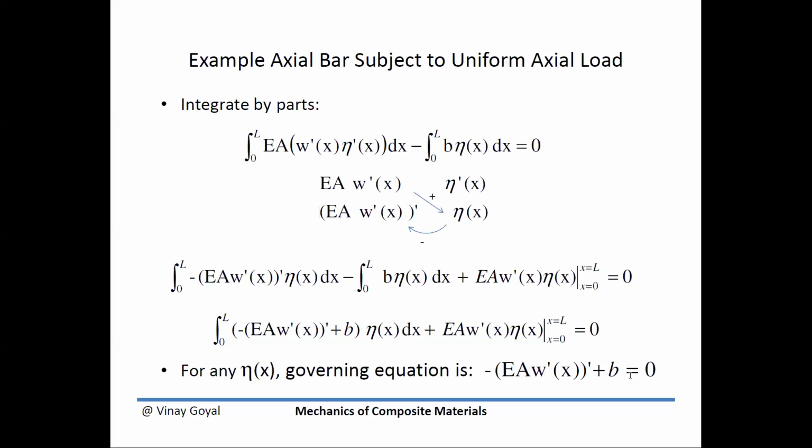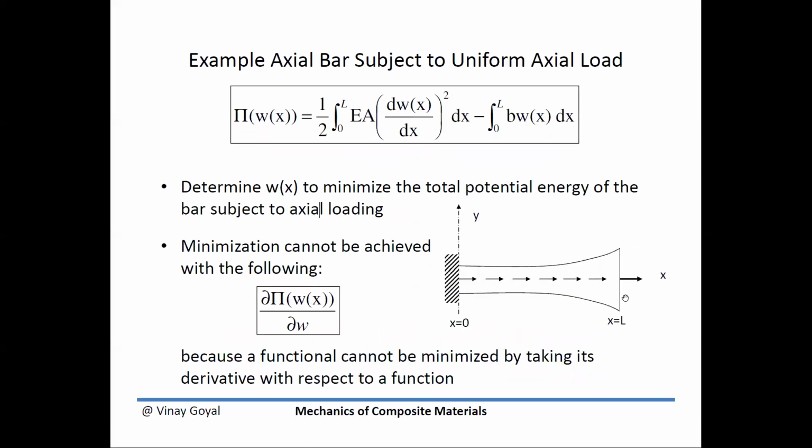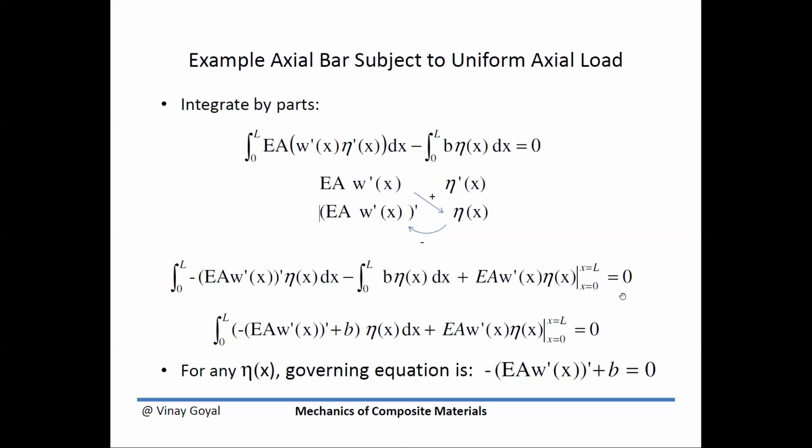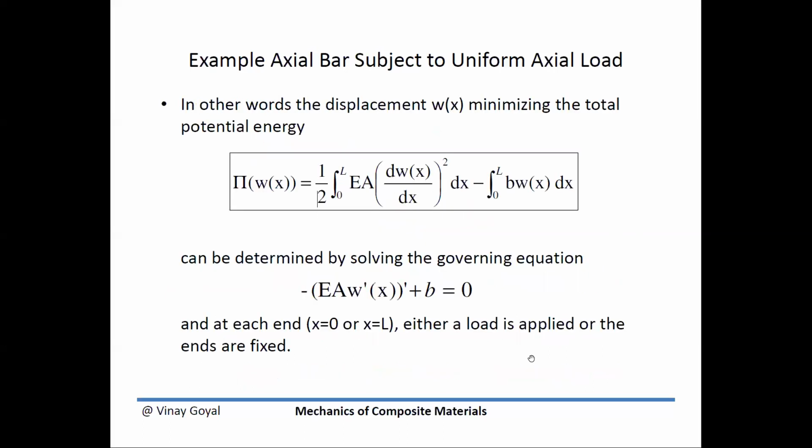The good news is that is the governing equation of a bar subject to a distributed load. Look it up in the Mechanics of Materials book. You will see that's exactly what that is. And this term here corresponds to the boundary conditions of the problem. In other words, the deflection w that minimizes the total potential energy can be determined by solving this governing equation. It's a differential equation. By solving this, you also figure out the deflections for which the system is in equilibrium when loads are applied.